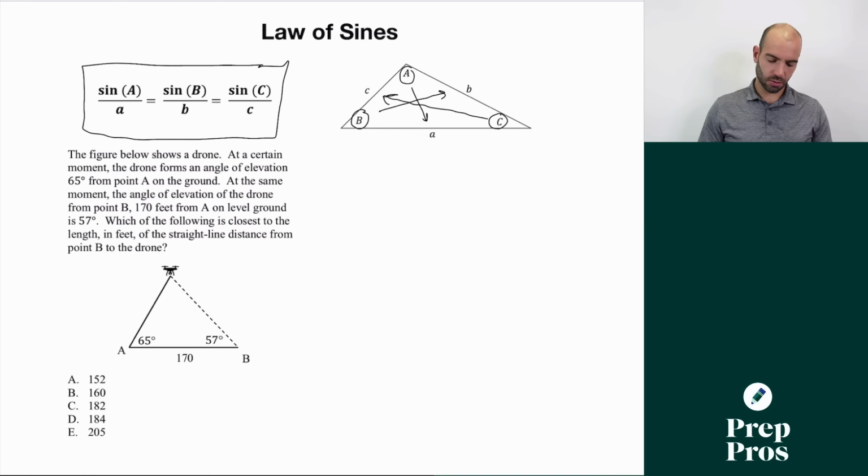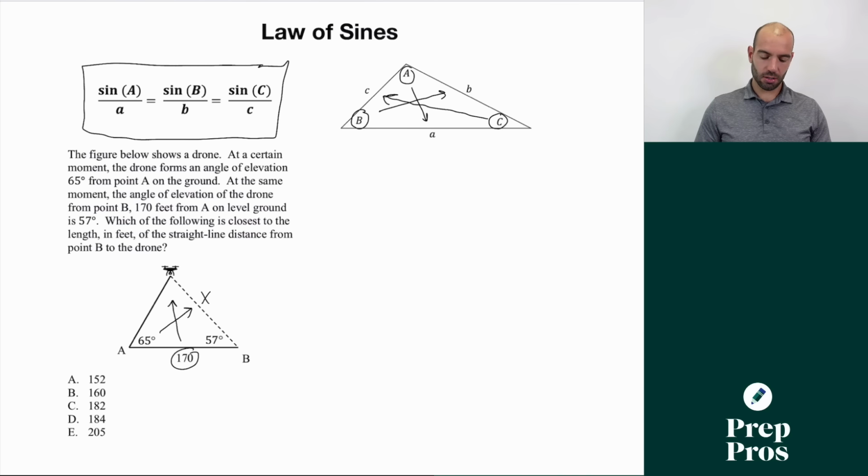So for a question like the one we see here, the figure below shows a drone. At a certain moment, the drone forms an angle of elevation of 65 degrees from point A on the ground. At the same moment, the angle of elevation of the drone from point B, 170 feet from A on level ground, is 57 degrees. Which of the following is closest to the straight line distance from B to the drone? So we're trying to solve for this distance here. I'll call this x. What are our pairs here? Well, we have one pair with 65 and x. The other one up here, we have 170, and we have a pair with this angle here.